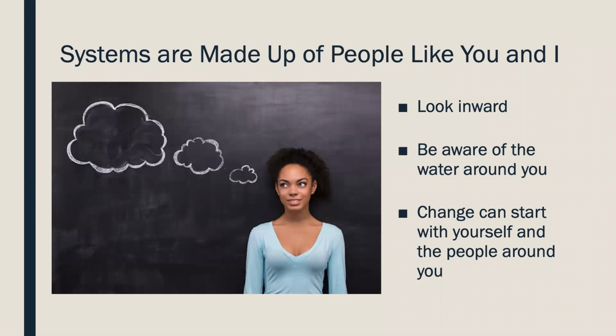The authors believe that an important step to systems change is individuals looking inward and being aware of their own actions and ideas. This involves being aware of the, quote, "water that surrounds us" and what norms and biases it creates and how they affect our actions. We are the components of a system, and every system is made up of people like you and I. Systems change can start by changing ourselves, our group, and the system we are a part of. Changing how we think and act can be the first step to reaching our goal.